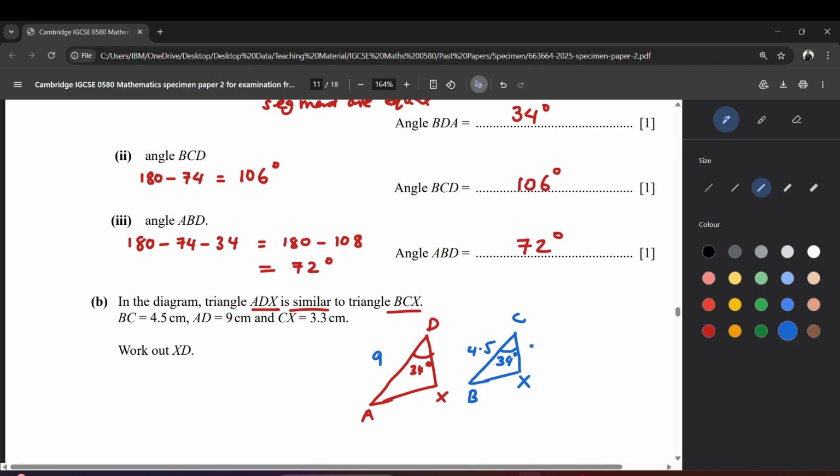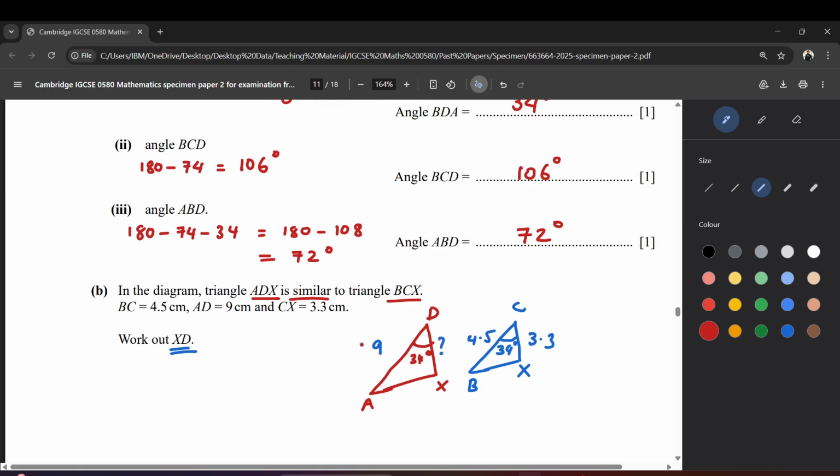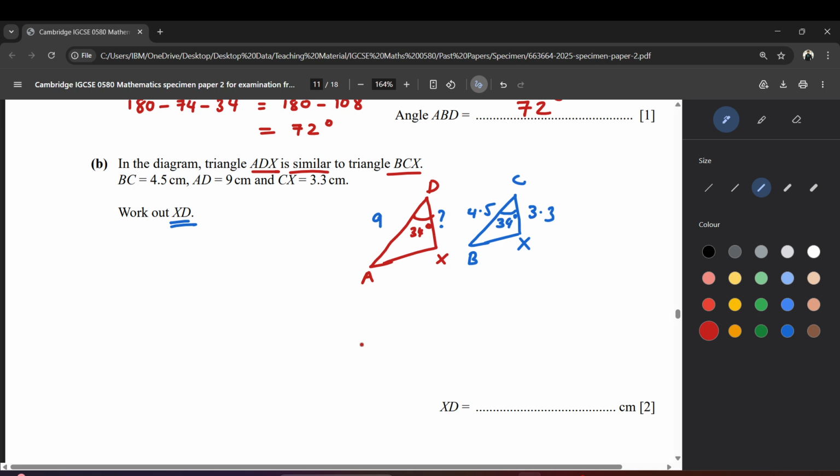CX is 3.3, and guess what? Now they're asking you to find XD, which is this one. So they are the corresponding points. Now you can easily apply the concept of ratios in similar triangles. Because we need to find XD, I'm going to write XD at the top, and at the bottom I'm going to write its corresponding length.